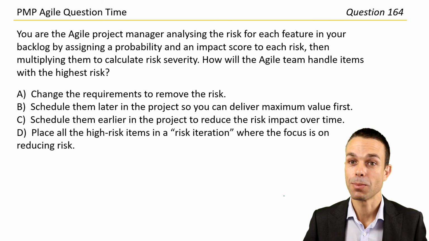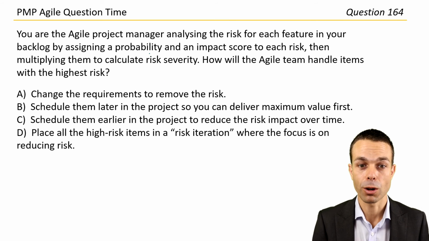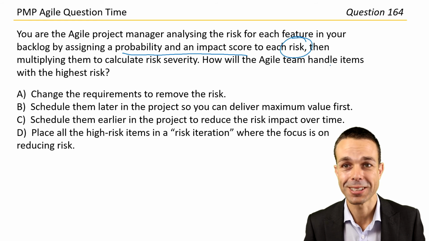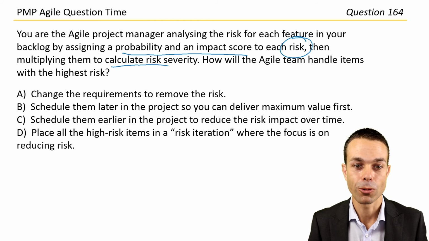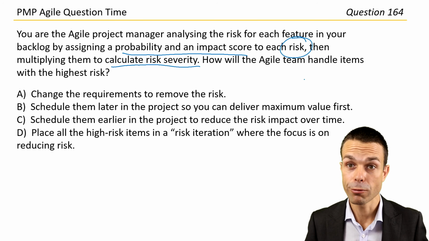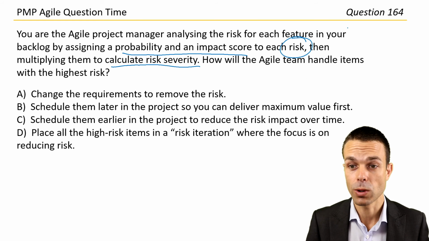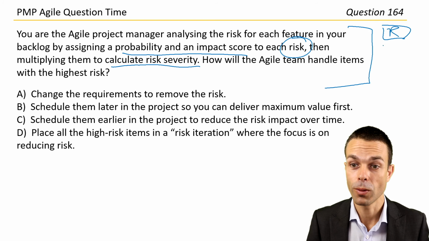You're an Agile project manager analyzing the risk for each feature in your backlog by assigning a probability and an impact score to each risk. Oh, so we're getting into risk now in a big way. Then multiplying them to calculate risk severity. This is a traditional approach to risk, and it's a wonderful approach to risk. You'll see this in Agile as well, and when we raise our risk cards, as we saw, you'll have a probability and an impact.